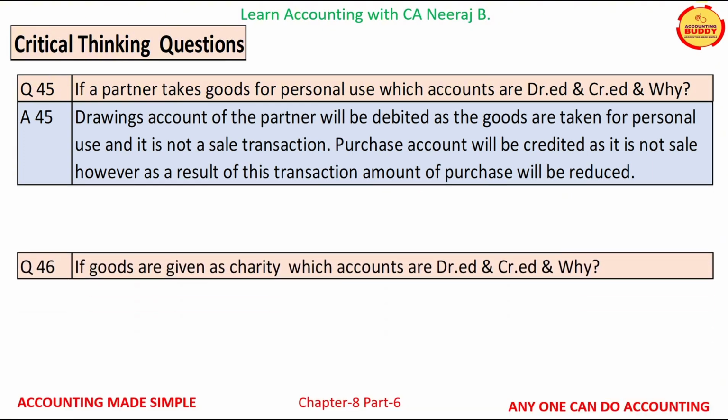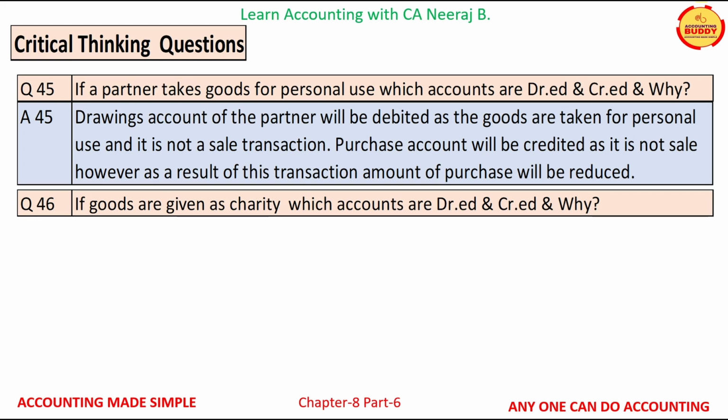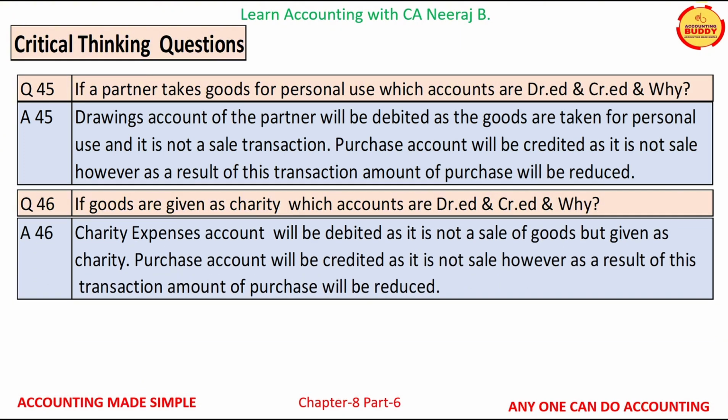Question number 46. If goods are given as charity, which accounts are debited and credited and why? The answer is charity expense account will be debited as it is not a sale of goods but given as charity. Purchase account will be credited as it is not a sale. However, as a result of this transaction, the amount of purchase will be reduced.